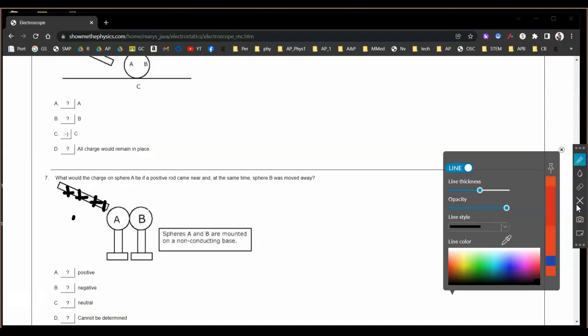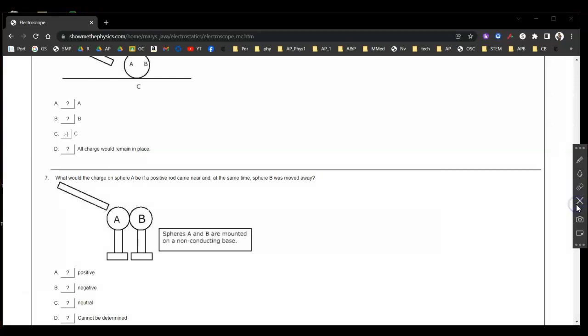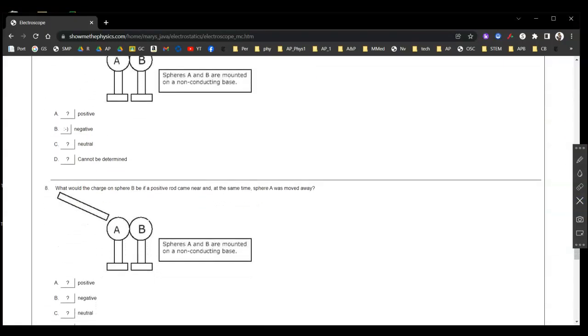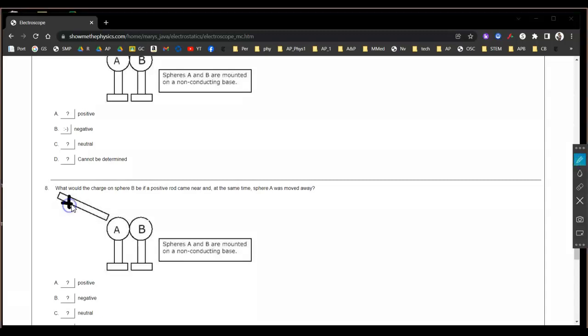And so sphere B, okay, what would the charge on A be? The electrons would go there, absolutely. And sphere A would be negative. Okay, and now if sphere A is negative, what would sphere B be? What would the charge on sphere B be if a positive rod came near? Positive rod, electrons would be drawn this way, wouldn't they? What would the charge on sphere B be? Okay, then it would be positive, right? Because this would be negative.